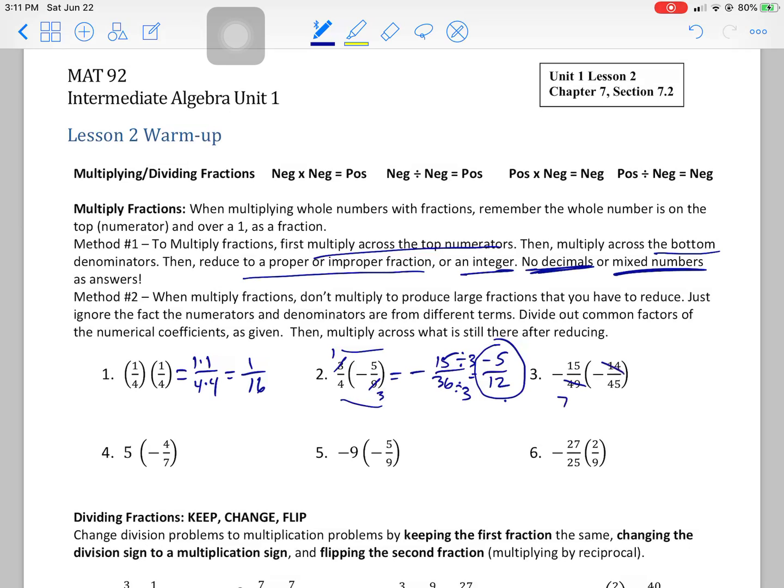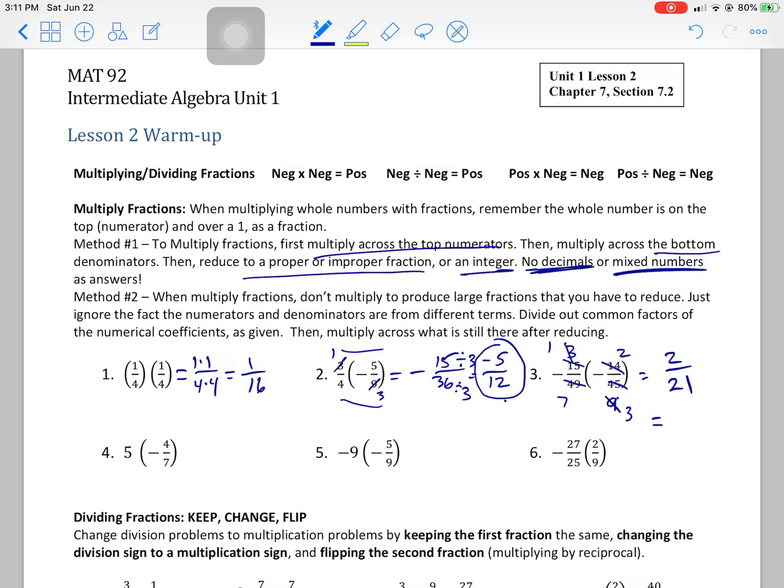Take the 7 out. Take 5 out. You don't have to do it all in one step. And if you do that by reducing, you don't have to make it bigger and then smaller.